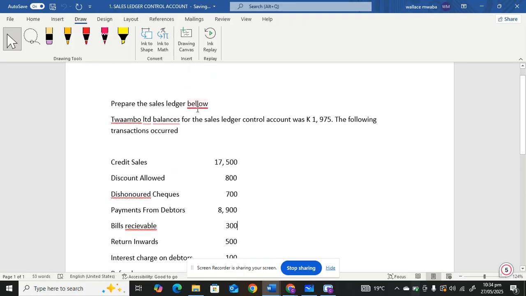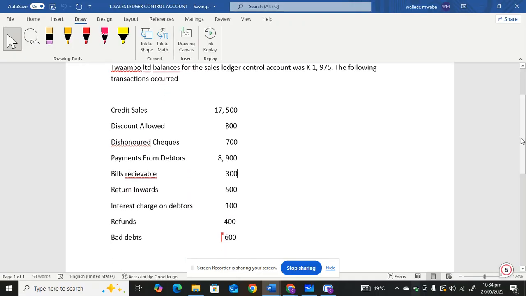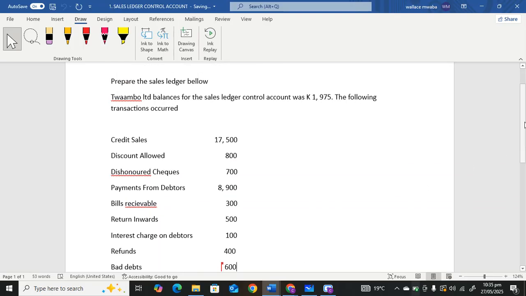Prepare the sales ledger control account below. Trumbull Limited's balance for the sales ledger control account was 1,975. The following transactions occurred. So we have these transactions, which we're going to look at each in detail. We're going to put all of these transactions into the control account and get the final balance. With these types of questions, colleagues, the first thing you need to do is find out the opening balance.